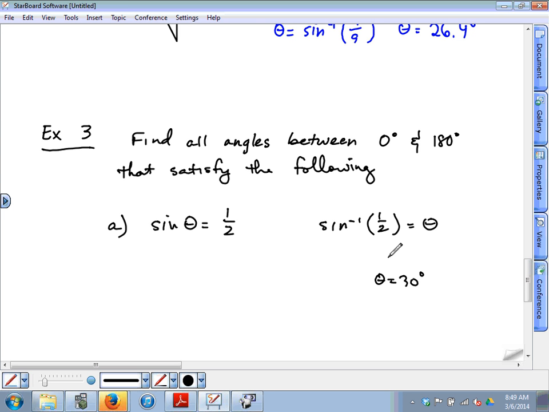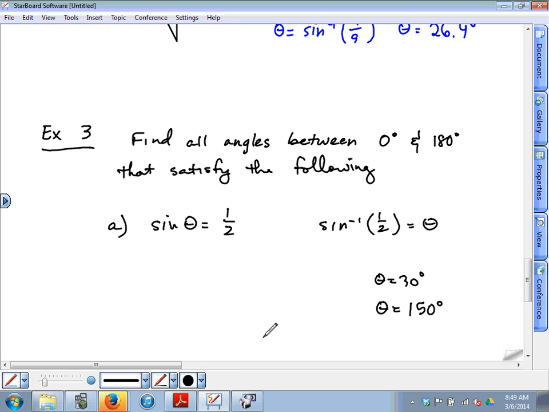The calculator will only give us one answer because it's using this as a function where one input gives one output. But if we're looking for angles between 0 and 180, the sine is also positive in quadrant 2. So what angle in quadrant 2 would have 30 degrees as its reference angle? 150. So theta also equals 150. Both of those would work.